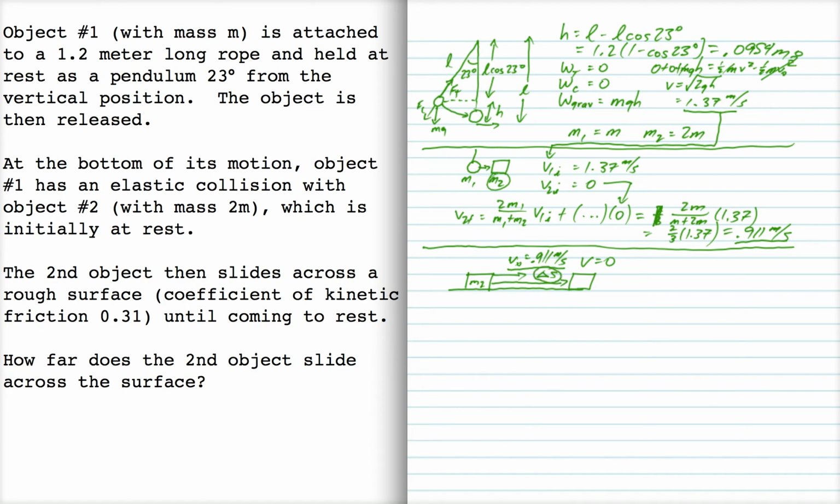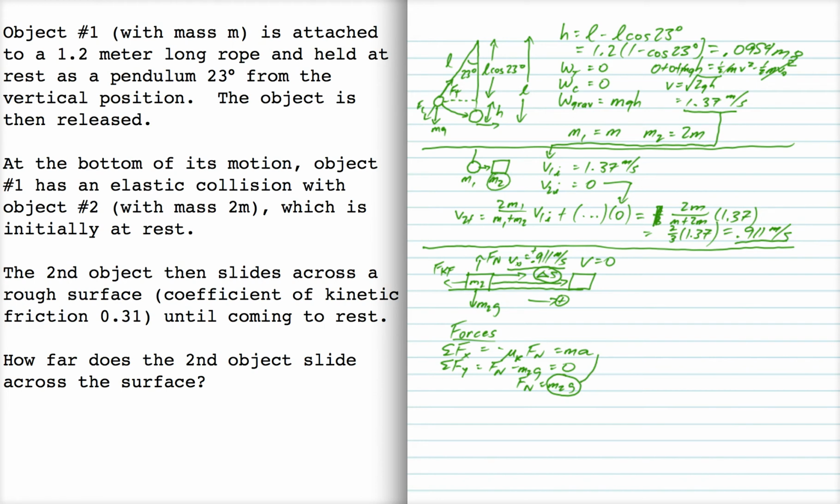we can either use work energy or we can use forces. Either way, we're going to need to know the forces acting on this object. There are three forces acting on the object: normal force, gravity, and kinetic friction. I'll take to the right to be positive, since the initial velocity is positive 0.911. If I do this with forces, then the sum of all x forces is equal to minus mu sub k times the normal force, which is equal to ma. The sum of all y forces is normal force minus m2g is equal to 0. Solving for the normal force, I get m2g.